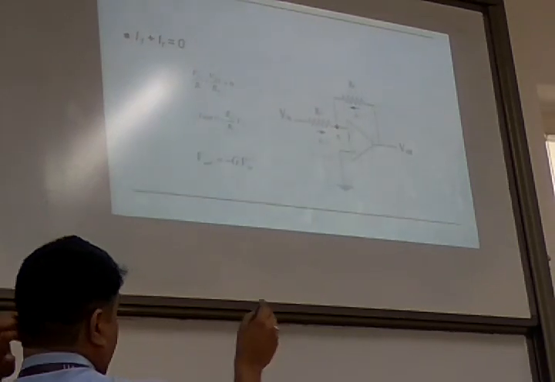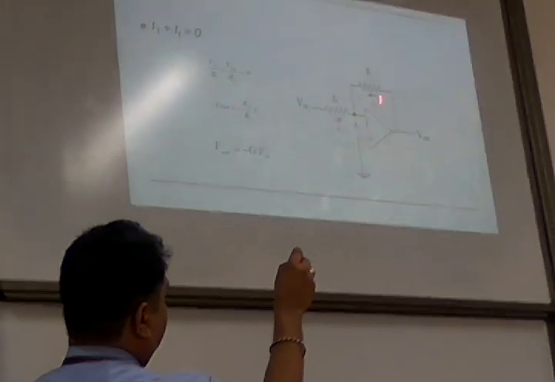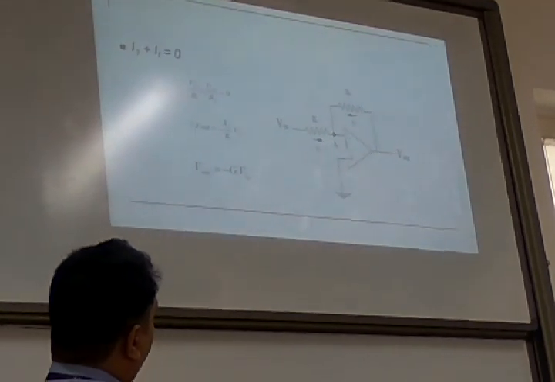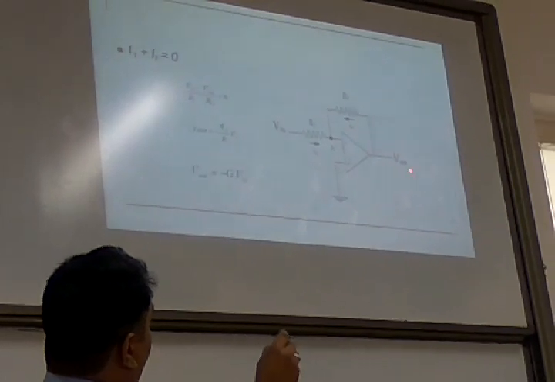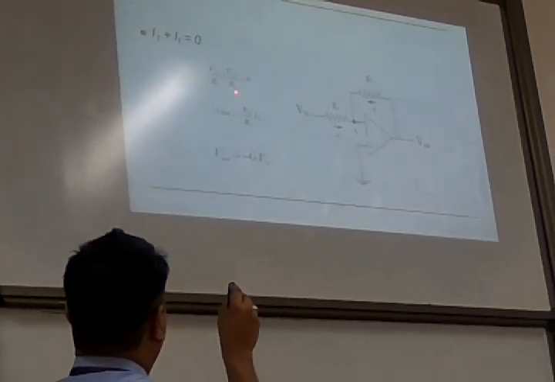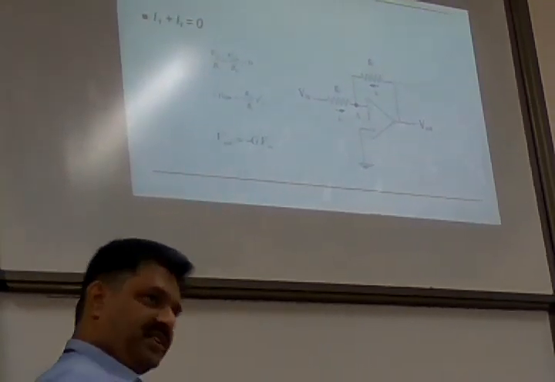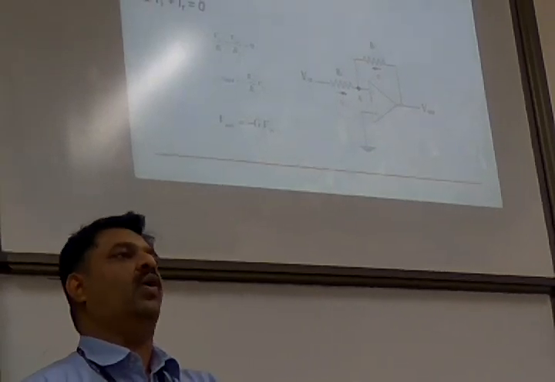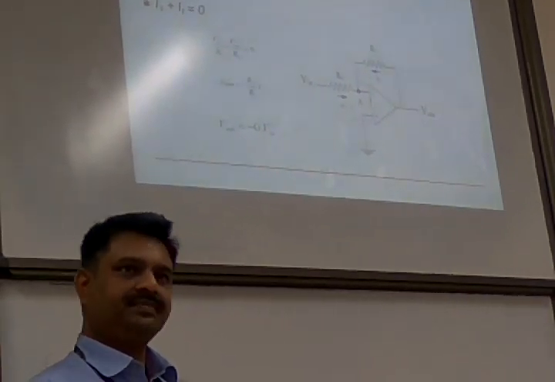Similarly, what are the resistor and voltage associated with IF? It is V out divided by RF. So I substitute V out divided by RF, plus sign, equal to 0. This equation and the earlier equation are the same. I have rewritten it using Ohm's law, using other parameters. Is it clear to all of you?